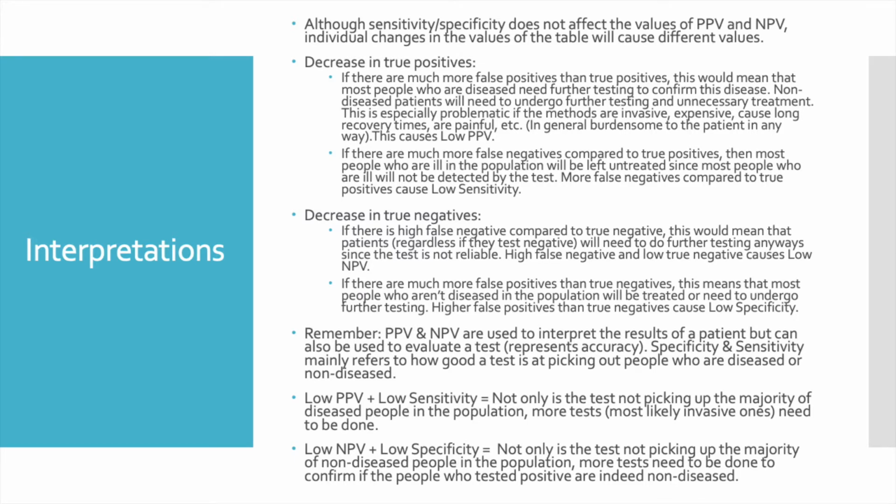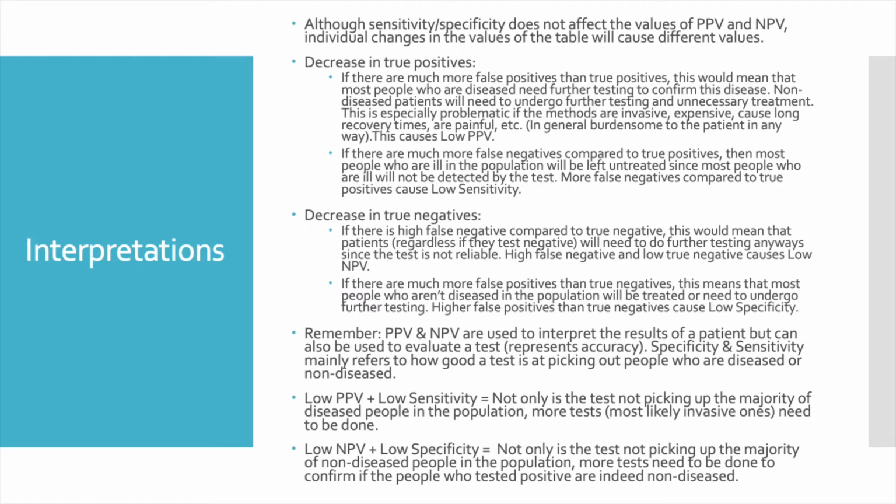So, what happens when there's a decrease in true positives? Well, if there's a decrease in true positives, then there may be more false positives in proportion to true positives. This would mean that most people who are diseased need further testing to confirm this disease, and therefore this causes low PPV. On the other hand, a decrease in true positives would mean that there will be more false negatives in proportion to true positives. So then most people who are ill in the population will be left untreated, and this means low sensitivity.